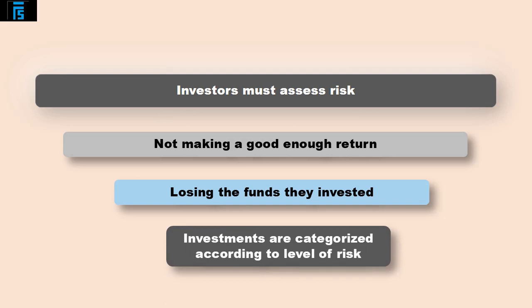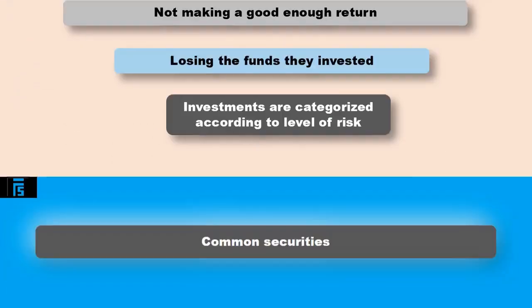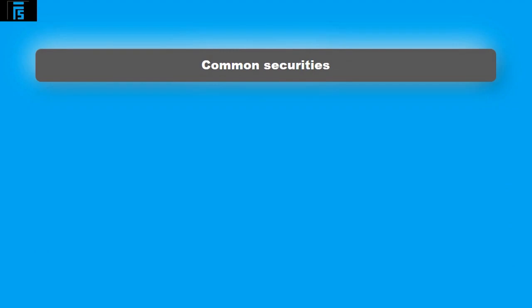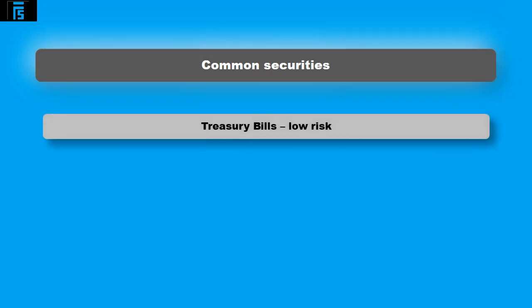Investments are categorized according to their level of risk. The general rule of thumb is the higher the risk, the higher the expected return. Let's go over some common securities traded on the financial markets and the risk attached to them. Treasury bills. These are short-term debts sold by a government at a discount. Because they are short-term, they are considered low risk.